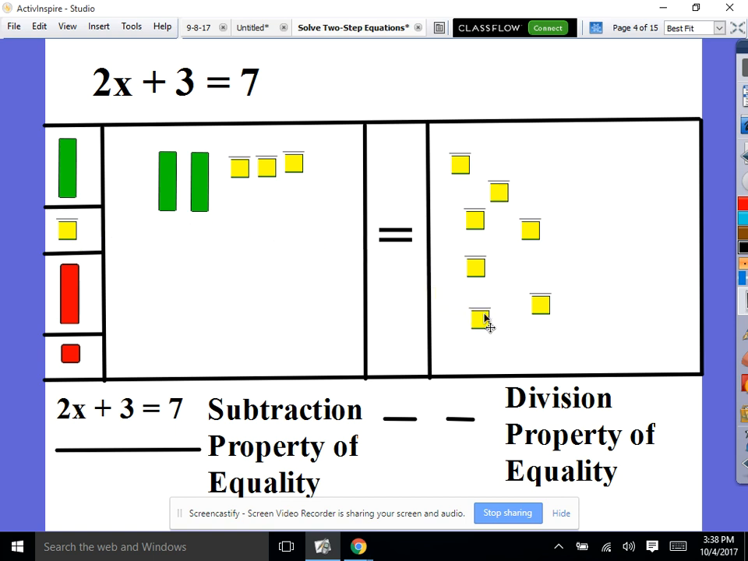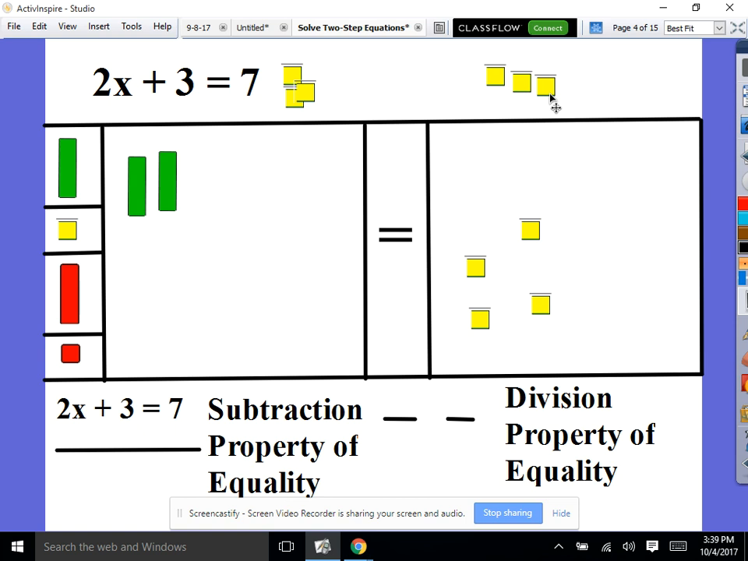Now, normally with the order of operations, we divide first, but if we try to undo the division first and divide it into 2 groups, we have one that we're going to have to cut in half. And you might be able to do that, but it's much easier if we get rid of our constants first. So we're going to take away 3. What we do to one side, we have to do to the other. So now we have 2x equals 4, and we can divide this into 2 groups. One for you and one for me, so that x equals 2.